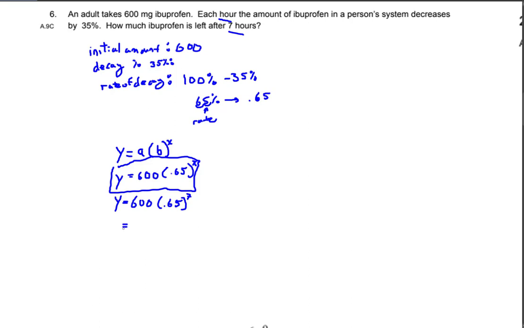I have 600 times 0.65 to the 7th power, and I get 29.41336, some really ugly number. They don't say to round it, but we're going to round it to the hundredth here. I'm going to say it's about 29.41. I look to the right. This one's not 5 or higher, so it's going to stay a 1. So 29.41 milligrams of ibuprofen is in a person's system.